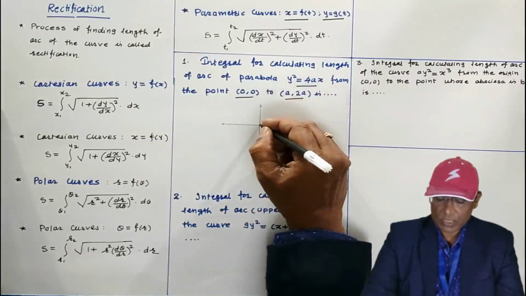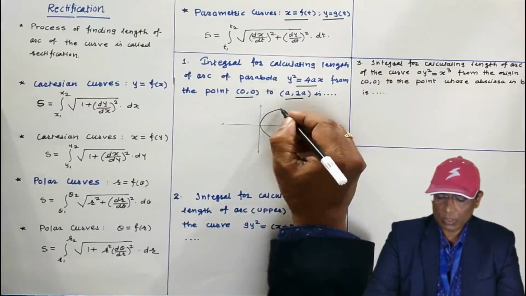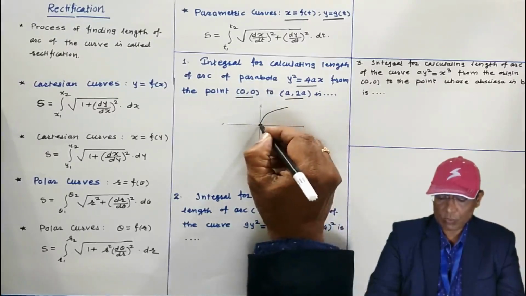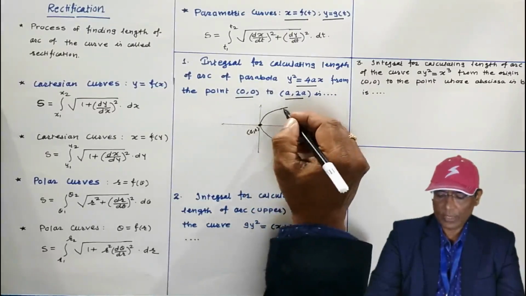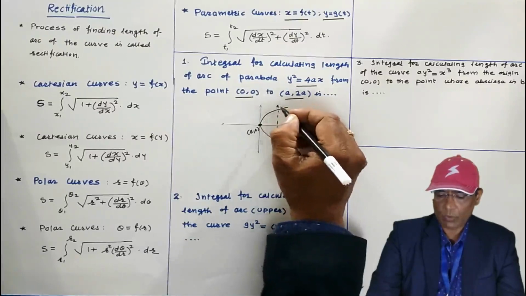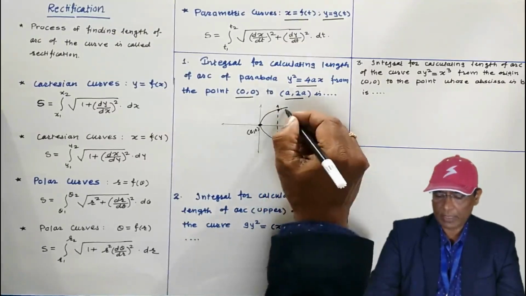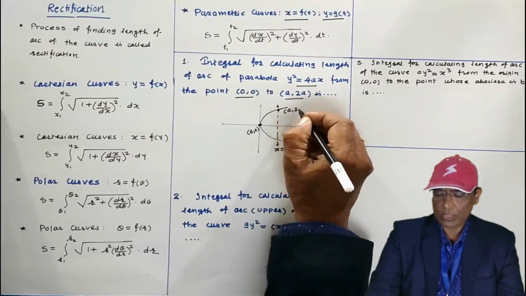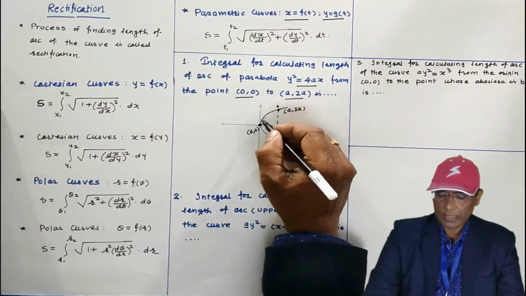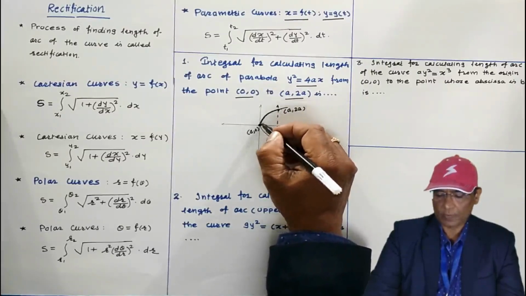This parabola is like this, and (0, 0) is this point, and (a, 2a) is this point, because this is the latus rectum, and x equals a is the latus rectum, and (a, 2a) are the coordinates of this point. We want the integral for calculating the length of arc of this part.